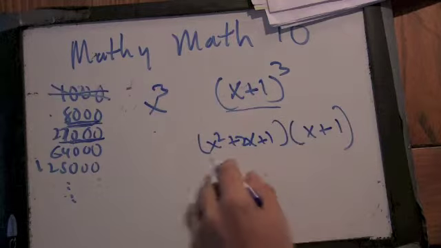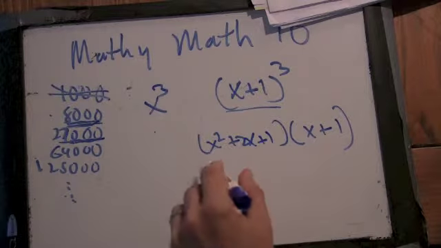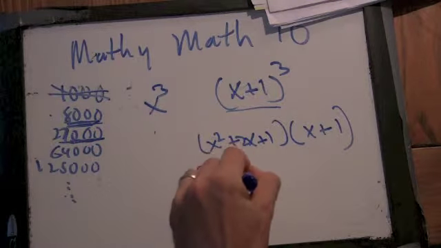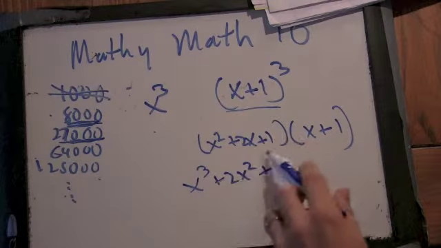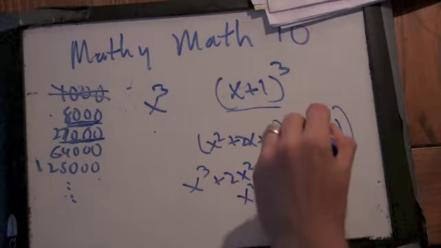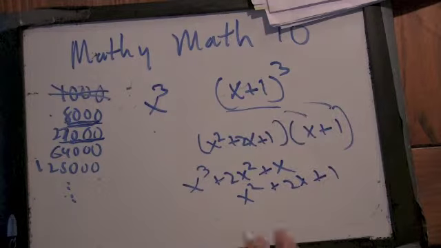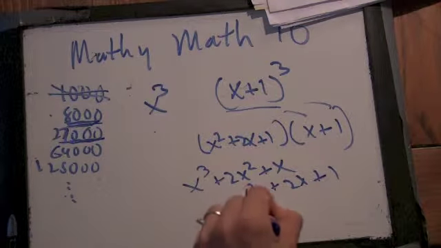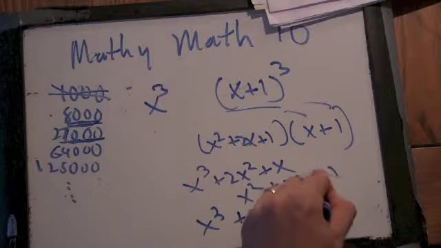Okay. And then I have to multiply that times x plus 1. So it gets an x, so it's x cubed plus 2x squared plus x. And then it's x squared plus 2x plus 1. You see how the x multiplies and then the 1? So I get x cubed plus 3x squared plus 3x plus 1.